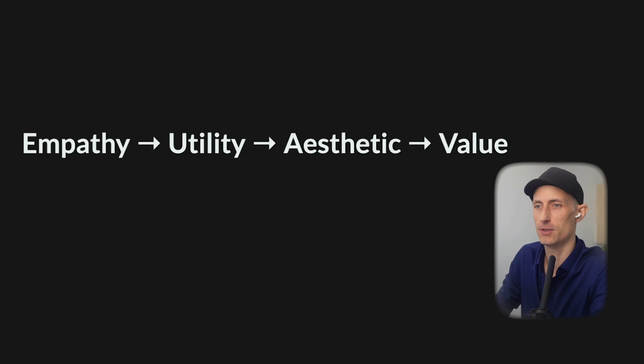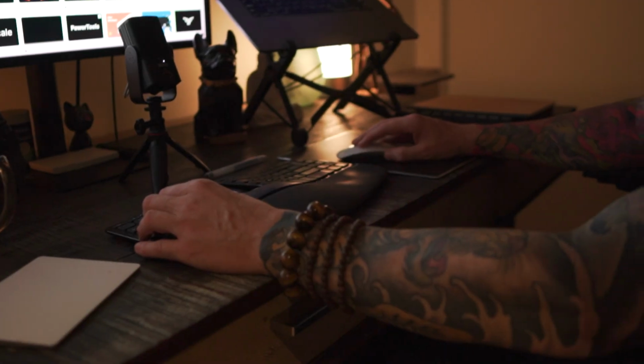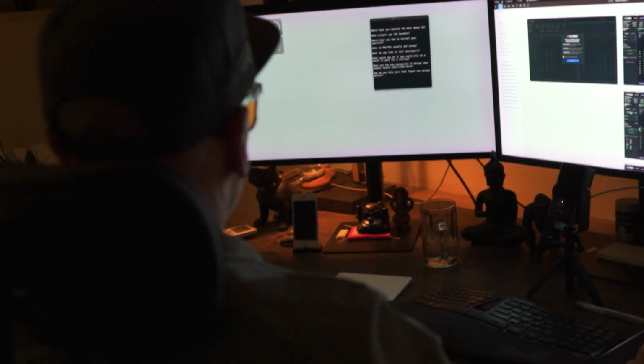The 4 pillars of UX, according to CMO Jon Myers, is the following: empathy, utility, aesthetic, and value. I'm interviewing him. We're talking about the 4-stage process and a couple of other things. But first, who is Jon Myers? He's a co-founder of a crypto exchange.